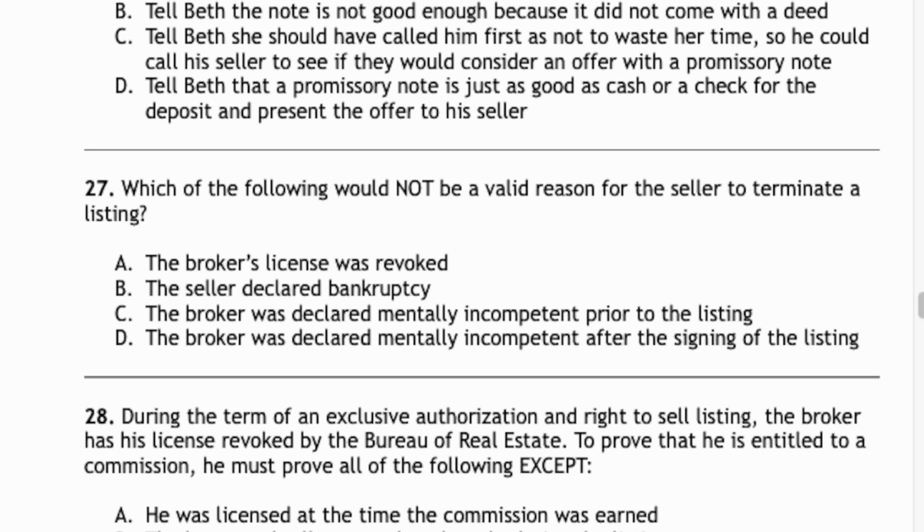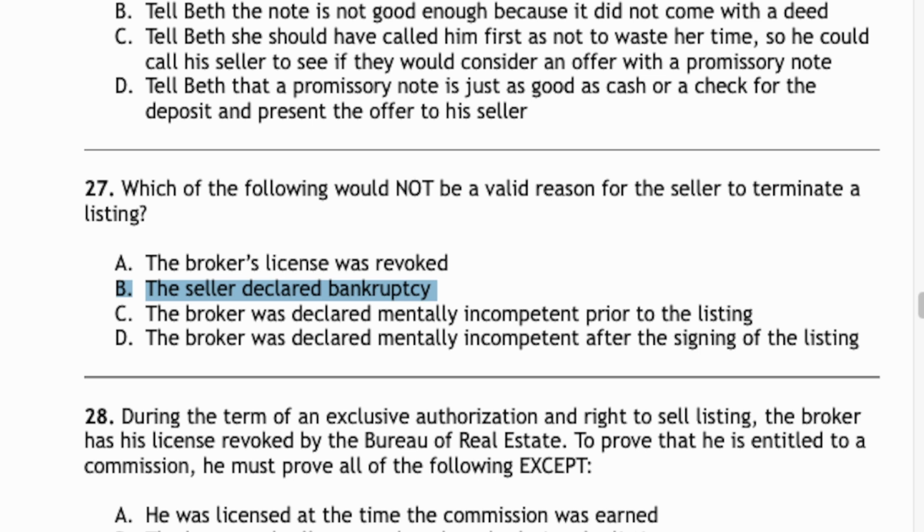27. Which of the following would not be a valid reason for the seller to terminate a listing? A. The broker's license was revoked. B. The seller declared bankruptcy. C. The broker was declared mentally incompetent prior to the listing. D. The broker was declared mentally incompetent after the signing of the listing. The answer is B. The seller declared bankruptcy.